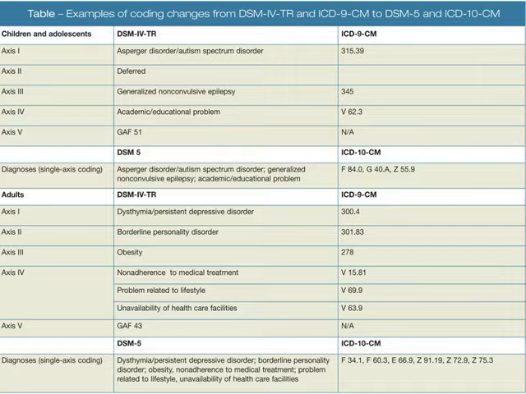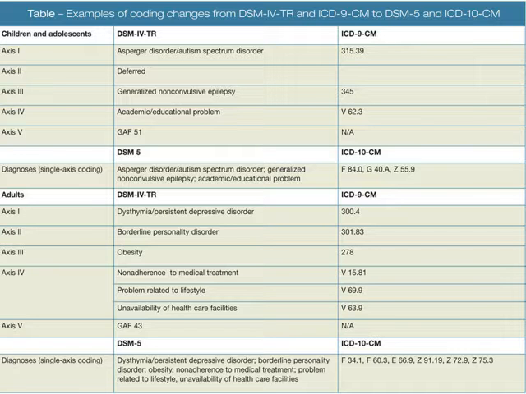Let's look at an adult example. For the following case, we have an Axis 1, or a clinical diagnosis of dysthymia, also known in the DSM-5 as persistent depressive disorder. This has an ICD-9 code of 300.4. Dysthymia means low-level depression that exists for about 2 years. Axis 2, personality and intellectual disability. We have borderline personality disorder.